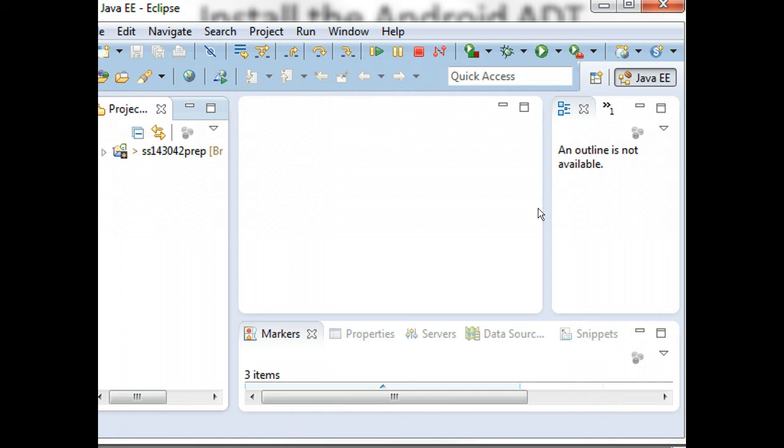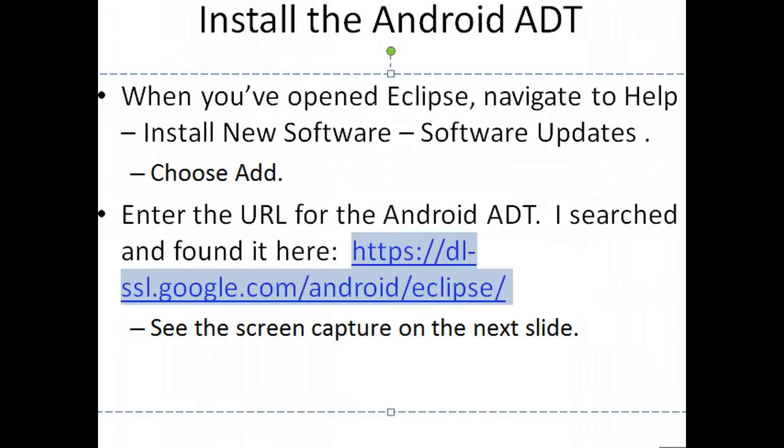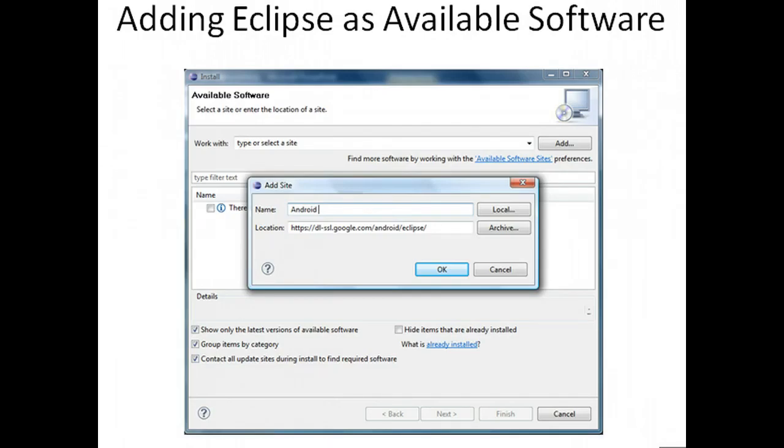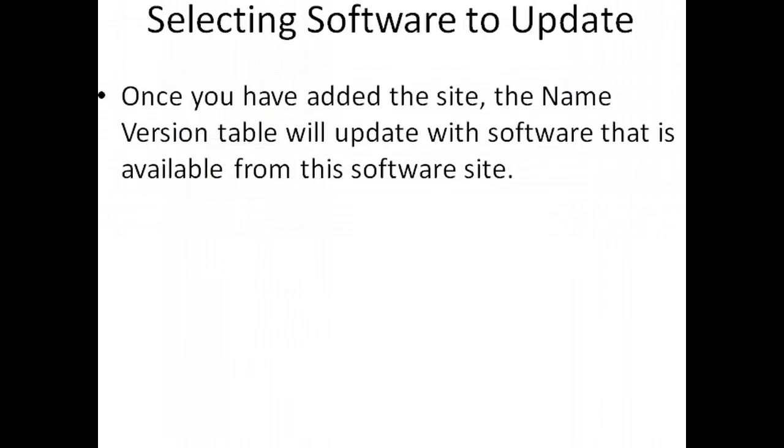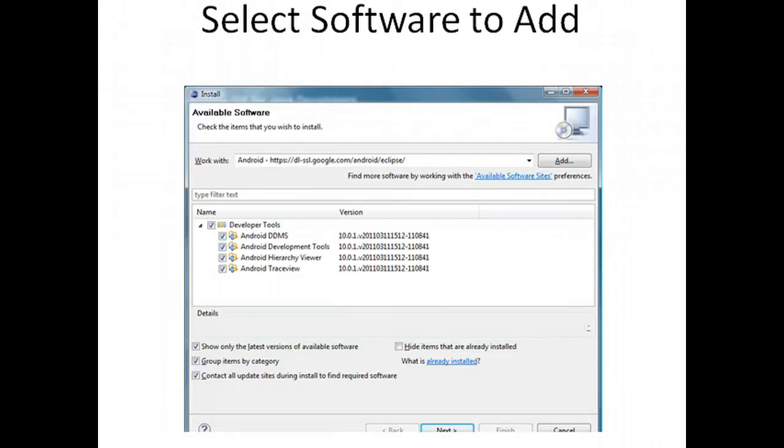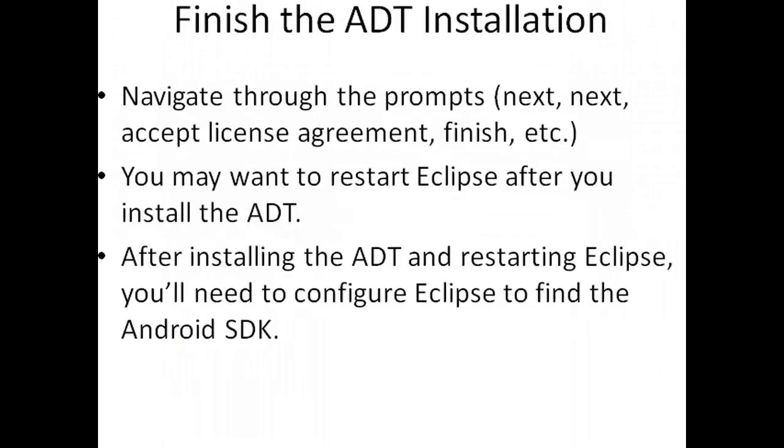Okay, so go through that step, and what that will do is that will install, and here I have it screen captured step by step. Yeah, here we go. Here's where we follow the prompts, choose next, next, next. Navigate through the prompts, may want to restart Eclipse, and then we need to configure the SDK. What we just did is we installed a plugin.